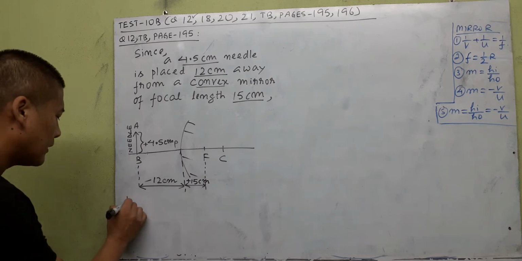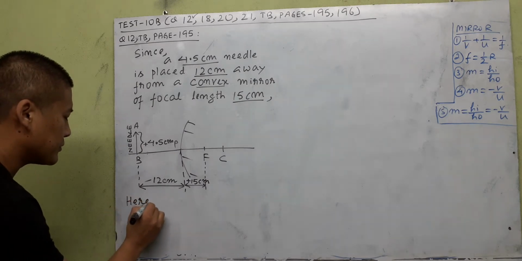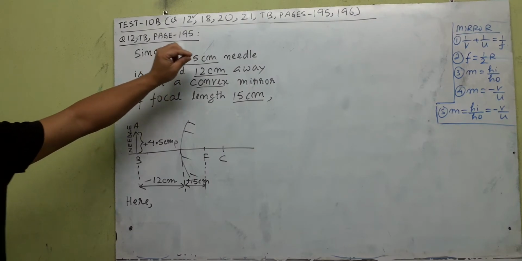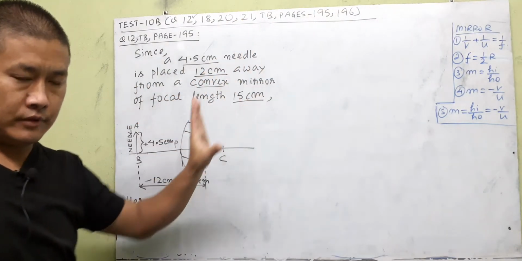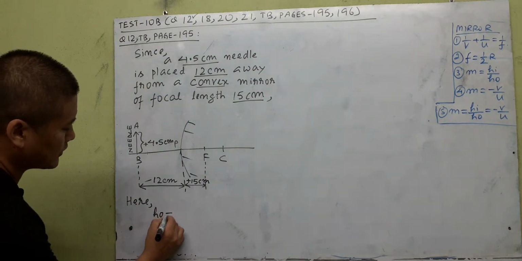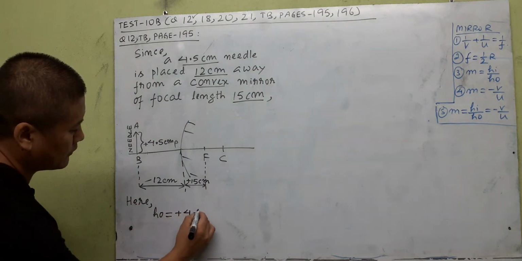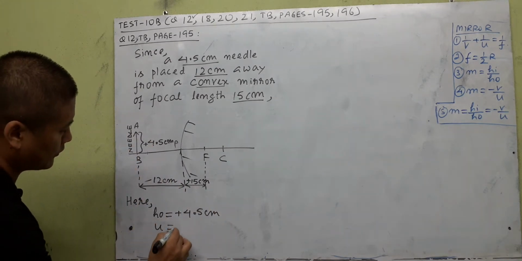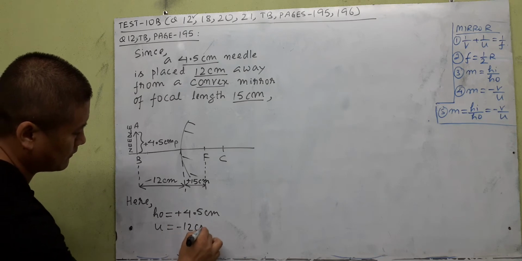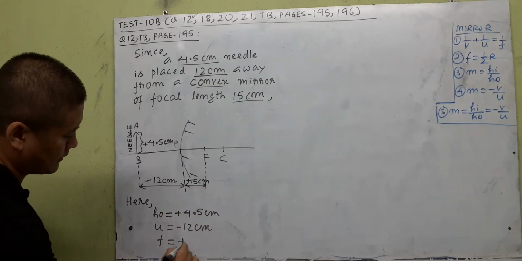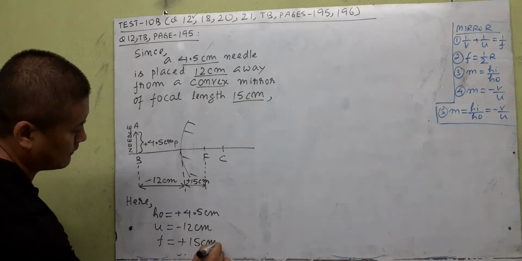So here, by following our sign convention, because we need to follow sign convention to solve every numerical in this chapter on reflection, even refraction also, HO, the object height, is plus 4.5 centimeter, as you can clearly see in the diagram. U, the object distance, is minus 12 centimeter, and small f, the focal length, is plus 15 centimeter.